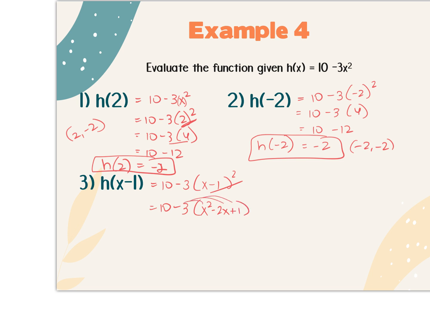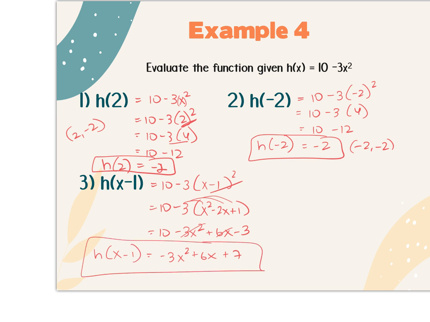Then distribute that minus 3, 10 minus 3x squared plus 6x minus 3. Combine my like terms here. This is good. Plus 6x is fine. And then 10 and negative 3 is 7. So the value of the function when x is x minus 1 is going to be negative 3x squared plus 6x plus 7.